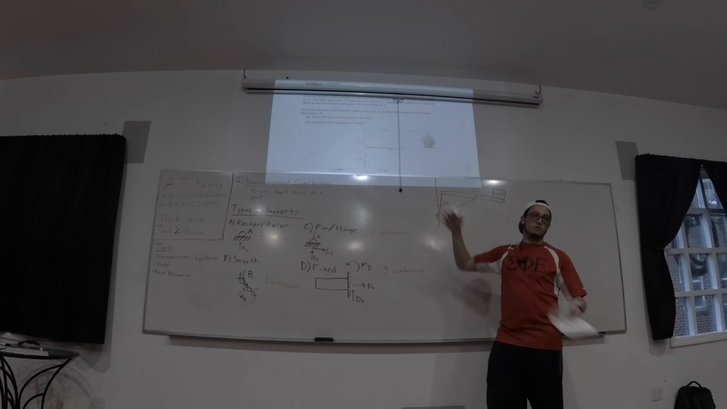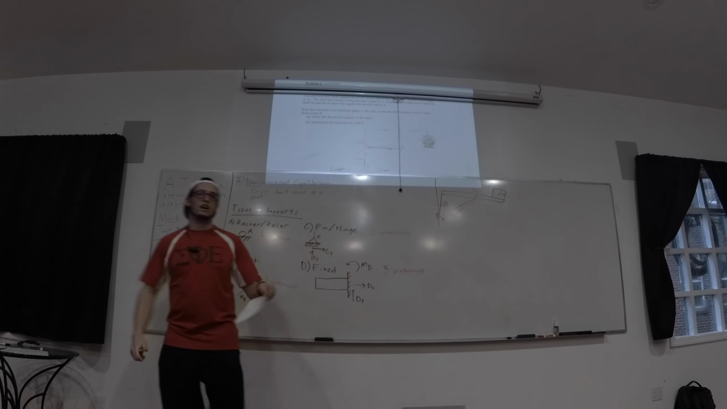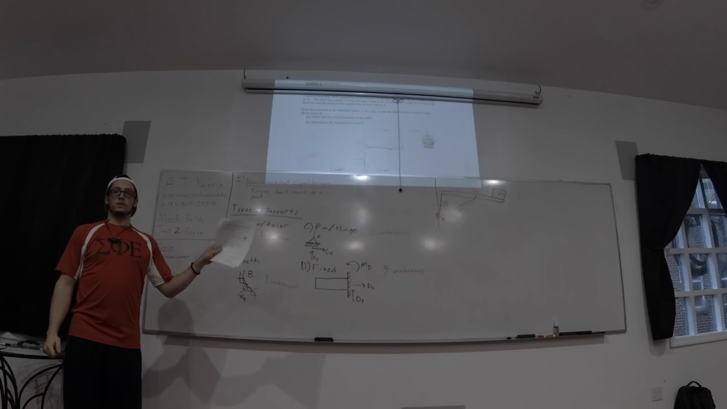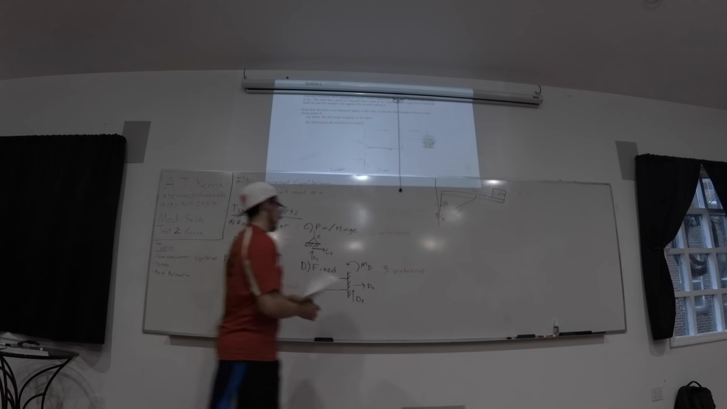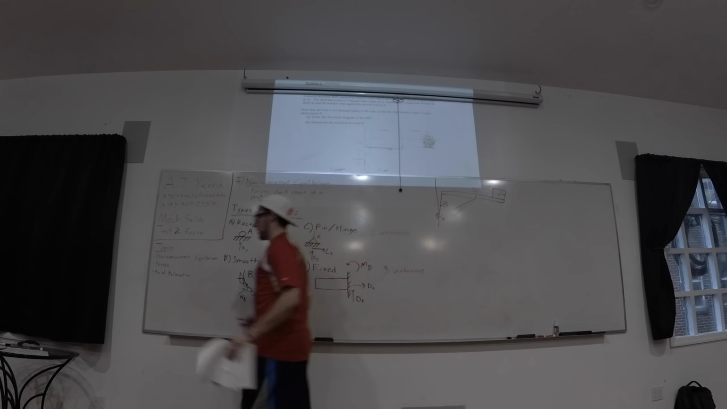But again, if they had said it was put up correctly, this would be a fixed, and then you'd actually end up with 4 unknowns and you couldn't solve it. But they wouldn't do that to you. So is everybody good on that so far? Cool. So the first part of the problem was just to draw the free body diagram.